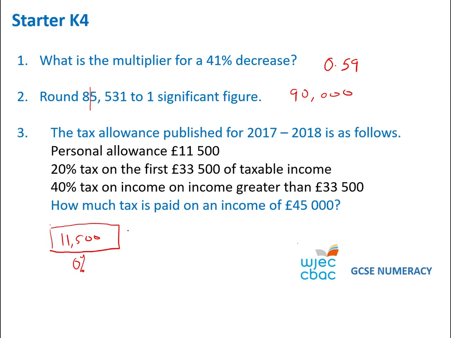Then the next 33,500 is taxed at 20%. Now if I add 33,500 and 11,500, I get 45,000, which is the total amount of income. So nothing is taxed at 40%, so they're not in the higher tax bracket. So if we work out 20% of 33,500, 0.2 times 33,500, that gives us £6,700.